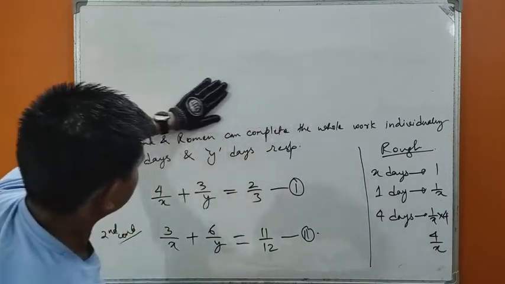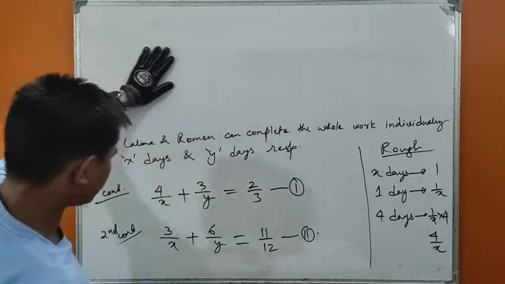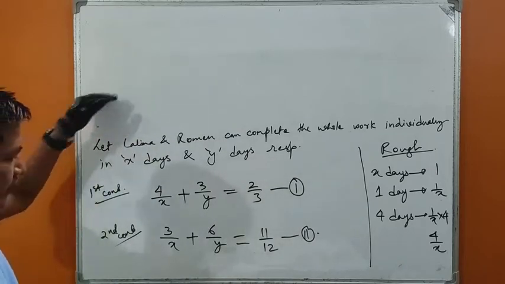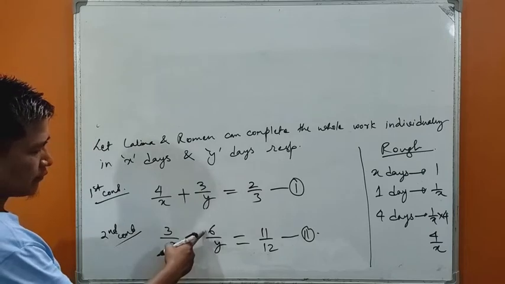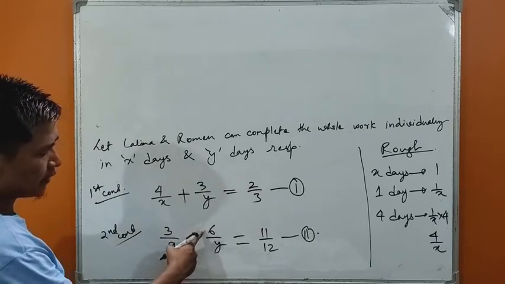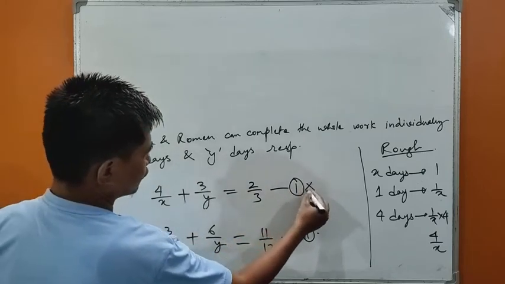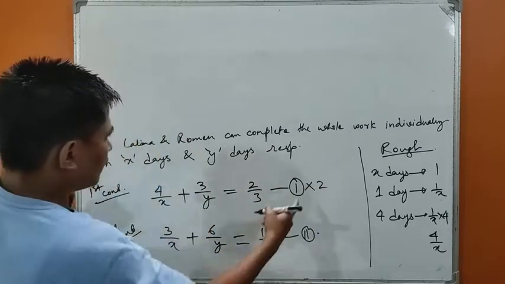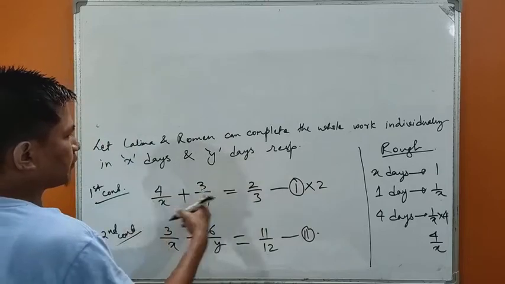Okay, now let us eliminate y. So to eliminate y, we have 6 in the numerator of y here. Let us multiply with 2, we get 6, isn't it? So I am rewriting equation 1 by multiplying with 2.